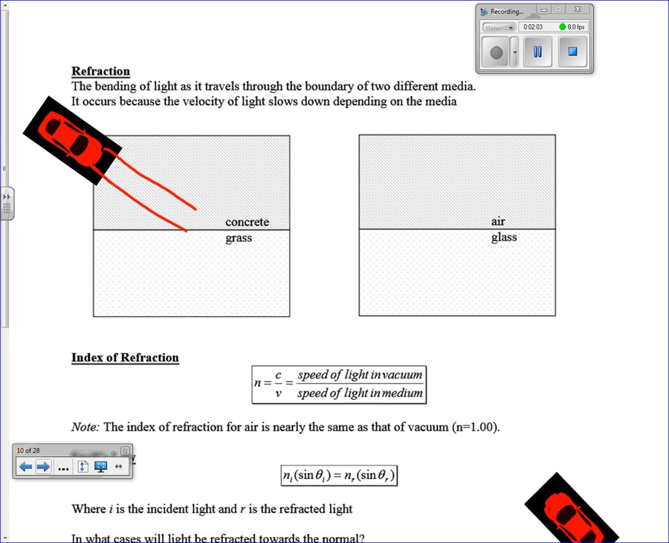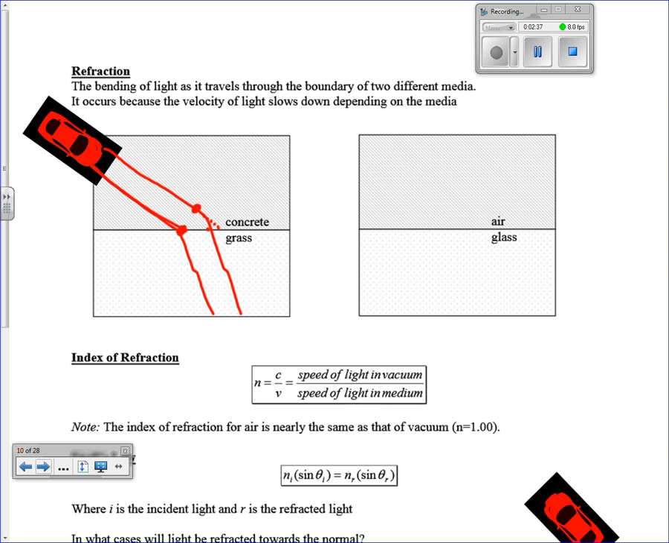This wheel, the right wheel or passenger side wheel, would hit the grass first and slow down. This wheel doesn't hit the grass until it goes a little bit farther. So what ends up happening is, because the passenger side wheel slows down first, the direction of travel of the car will actually change.